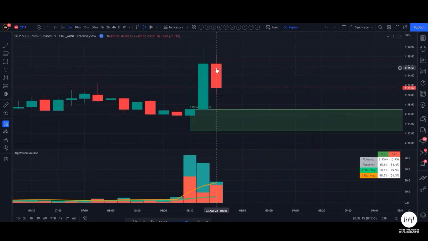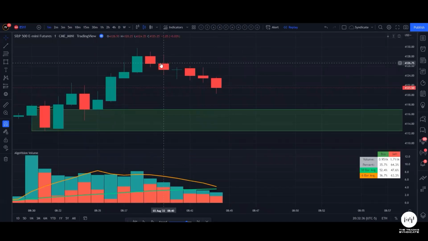Okay, now let's look at this with the demand zone. Here we are looking at a 5-minute demand zone that just formed. Now, if we scale down to the 1-minute chart, now that we're on the 1-minute chart, let's watch the volume over here as we are approaching this zone.